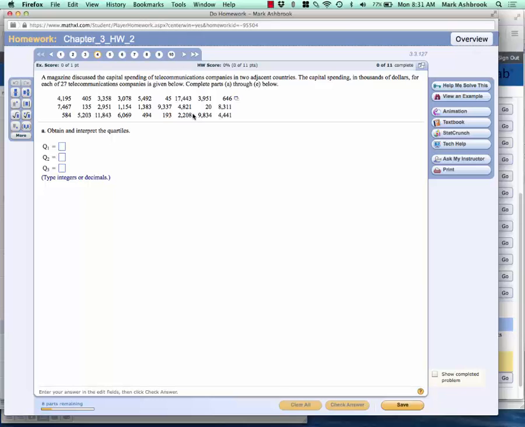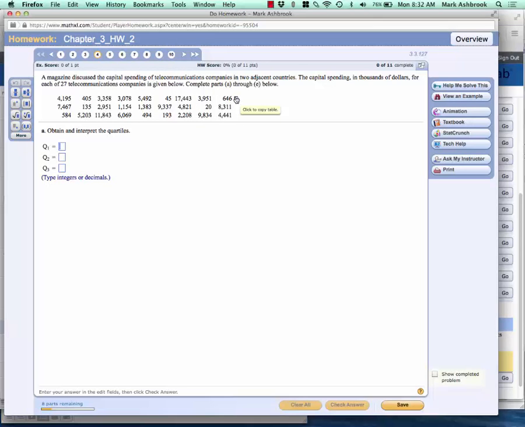Okay, but anyway, a magazine discussed capital spending of telecommunications companies in 2 adjacent countries. The capital spending in thousands of dollars for each of the 27 companies is given below. So here is this data set for 27 companies on their capital spending in telecommunications in thousands. For instance, one company right here spent $405,000 on telecommunications.